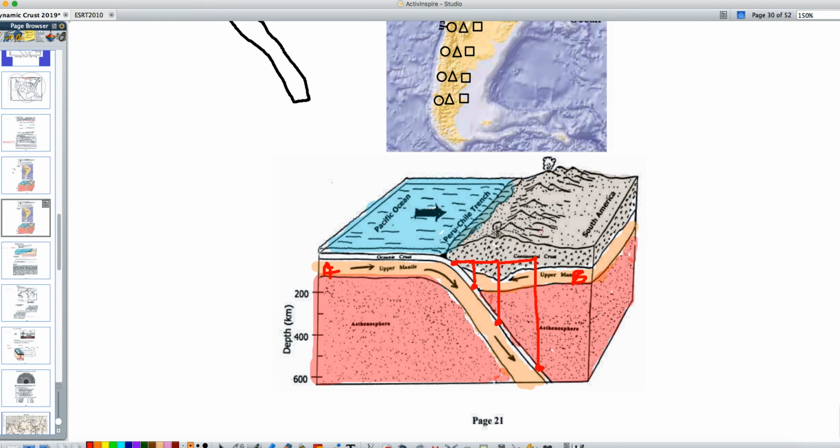And that's why it's so much older than the oceanic crust, which is getting recycled every 150 million years or so. The oceanic crust gets pulled into the earth, melted down, and recycled. Continental crust does not get pulled down into the earth like this.